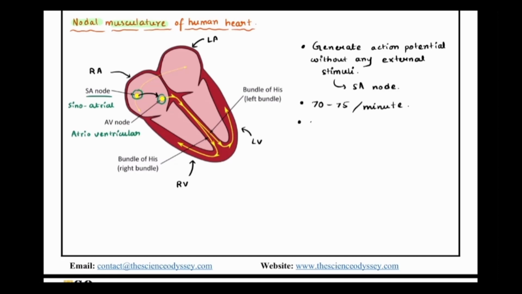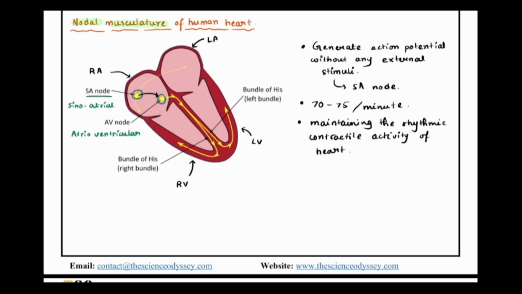That is responsible for initiating and also for maintaining the rhythmic contractile activity of the heart. So the SA node is generating the action potential, and it is giving the action potential to the AV node, which is transmitting the whole action potential to the rest of the system, to the rest of the heart.